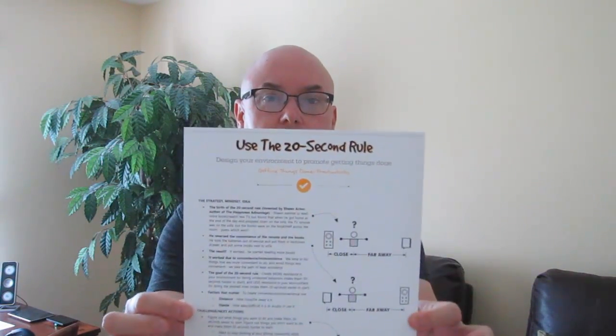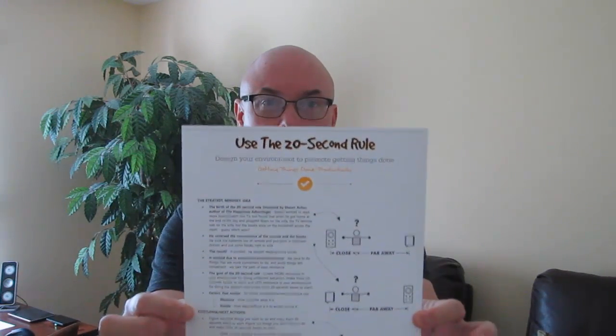Alright, so let's talk about using the 20-second rule. The 20-second rule. Now this is all about designing your environment to help you to get the things done that you want to do and eliminate the things that are slowing you down. Okay, so you're designing your environment to help you to get things done. Now what is the 20-second rule?